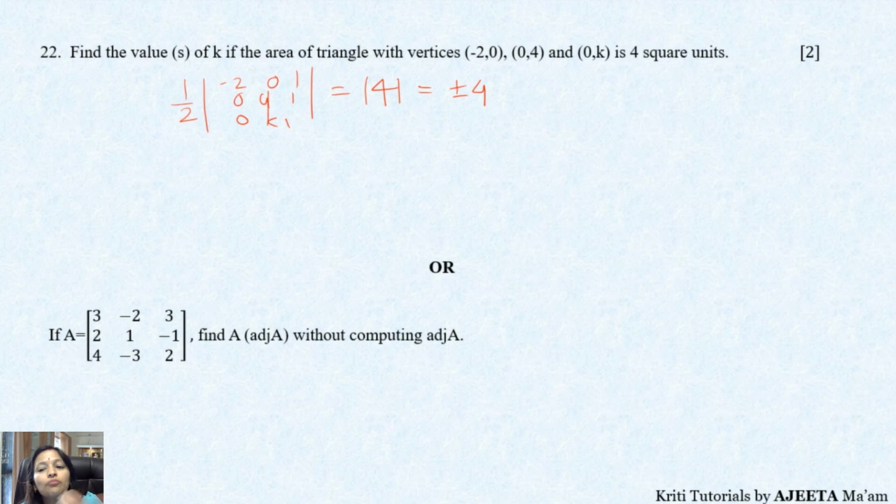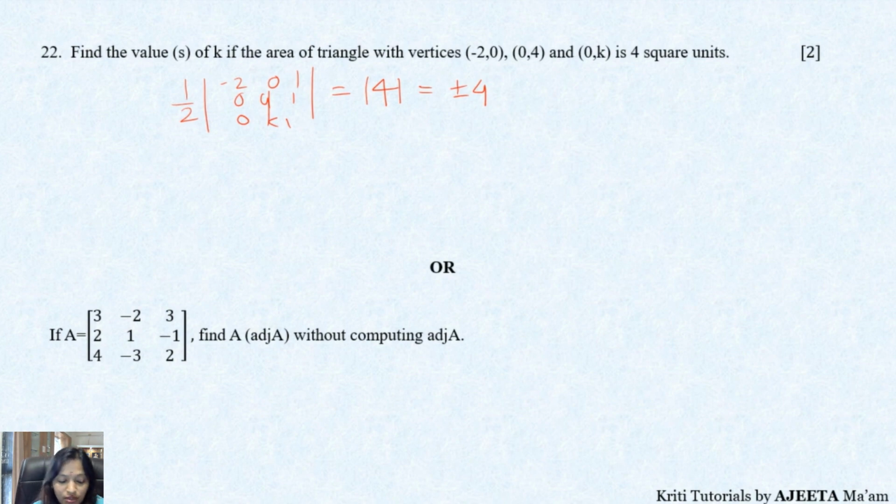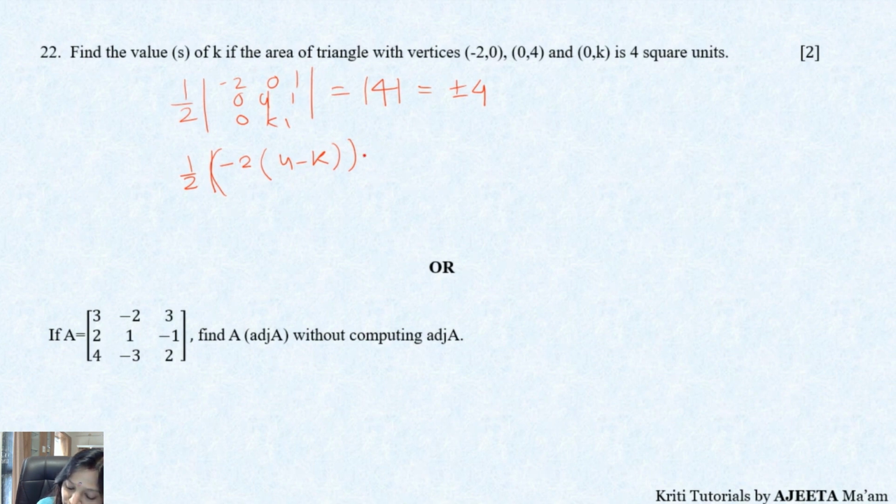If you use only plus 4, you will get only one value of k. But if we are using plus minus 4, we will get two values of k. So marks are deducted if you take only one value, okay? Plus 4 if you are taking only. Now let's expand the determinant. So minus 2, 4 minus k. Right, rest all are 0, so we get plus minus 4 here. So 2 cancels out, so minus 4 plus k is equal to plus minus 4.